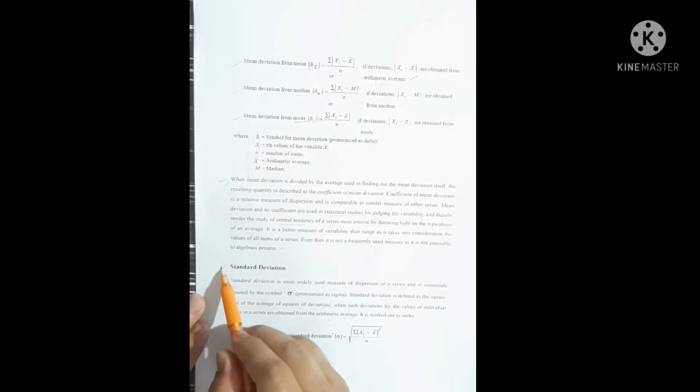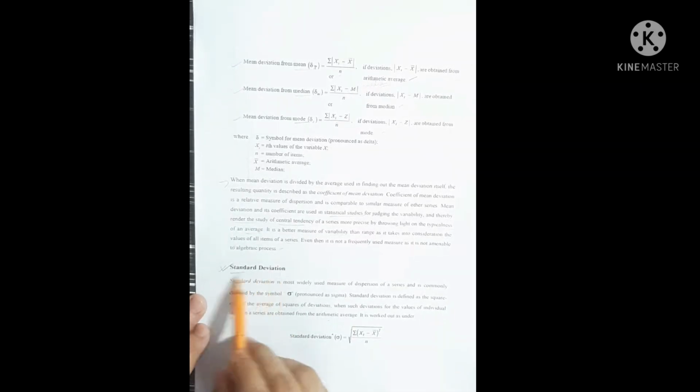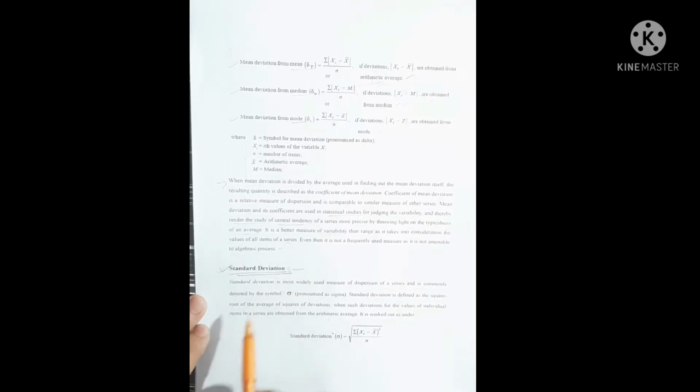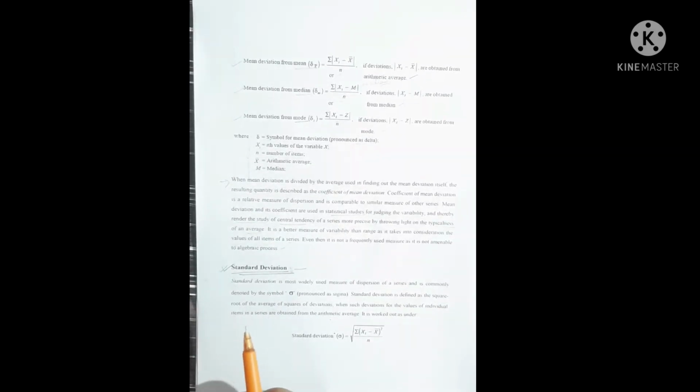Now what we have seen in this para is that when mean deviation is divided by the average used in finding out the mean deviation itself, it is described as the coefficient of mean deviation. So we will see the next para and the next topic, which is standard deviation. First of all we will understand what standard deviation is.